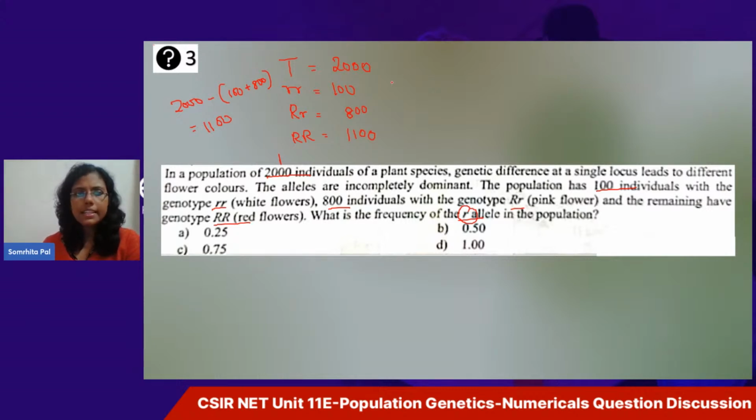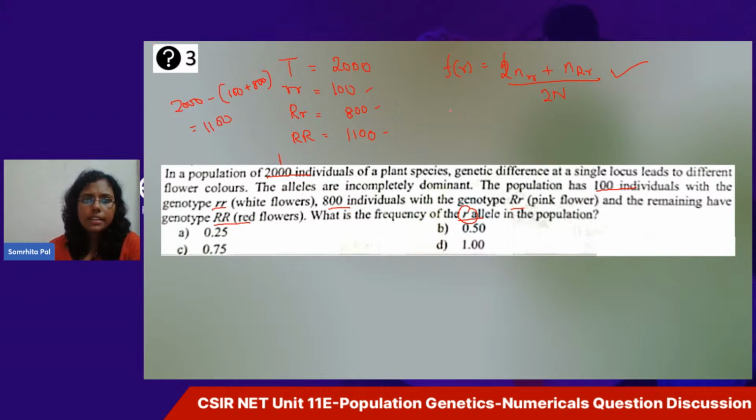Okay, so in this case, looking at the data again, I can use the formula: frequency of R is equal to 2 times the number of individuals who are RR plus the number of heterozygous individuals, divided by 2 times the total. But just look at the figures. These are huge figures, right? It will take a lot of calculation, so that means a lot of time. You can go by this formula, but in the exam you need to save time, right?